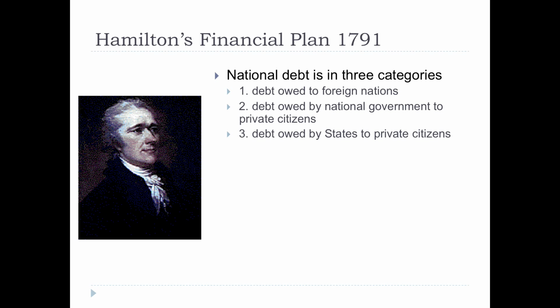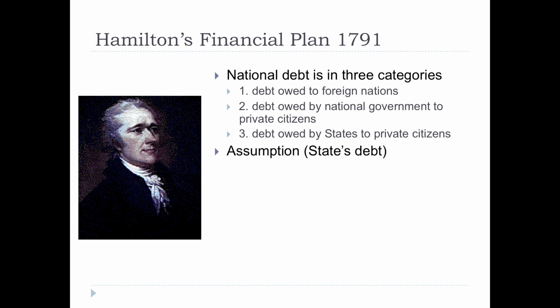Well, what does he want to do with this? Well, he calls for what he calls assumption. This is a hugely controversial issue. He wants to assume all the state debt into the national debt. In other words, make this debt, number 3 here, owed by the states, into these 2 debts here that the national government owes to foreign nations and to private citizens. Make it one debt. It's called an assumption.